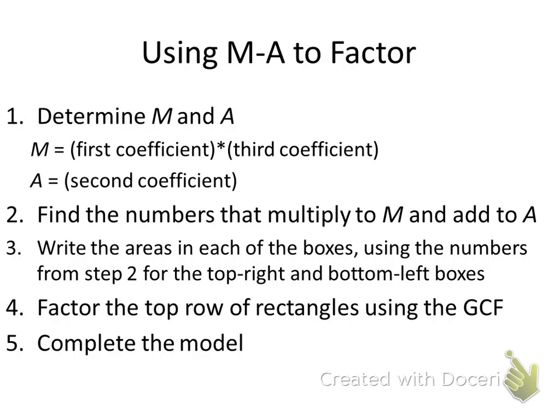Again, using MA to factor, you're going to determine the M and the A. You determine the M first. You do that by looking at your first coefficient and your third coefficient. So if I say coefficient, terms, and variables, terms is going to be the number and variable together, right? The variables are the letters. So what's left over? The coefficient's going to be the what?